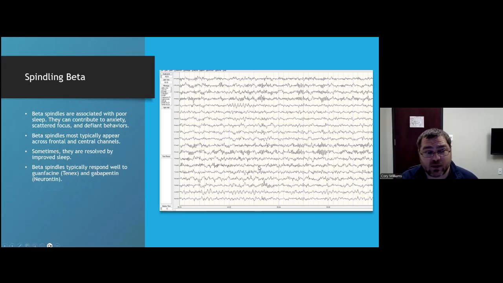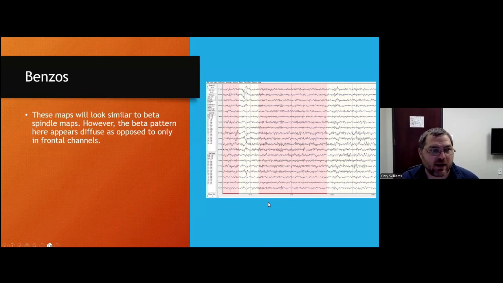as well as gabapentin. Gabapentin, being extra GABA for the system, helps to calm neurons down, right? GABA is inhibitory. It stops neurons from firing so much. And beta spindles are a type of hyperexcitability. So if you can get a medication that will help to slow down that excitability, you can sometimes see benefits from that, okay?